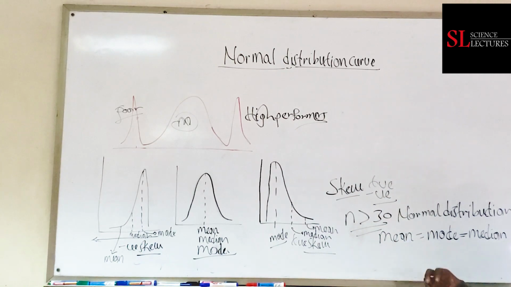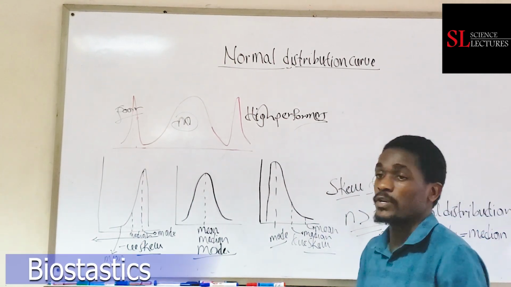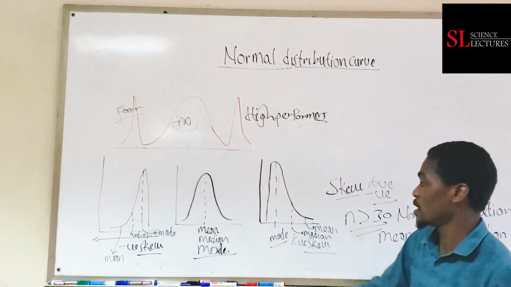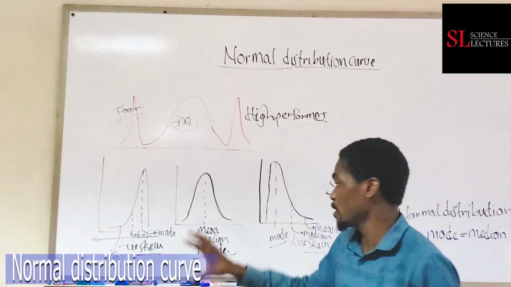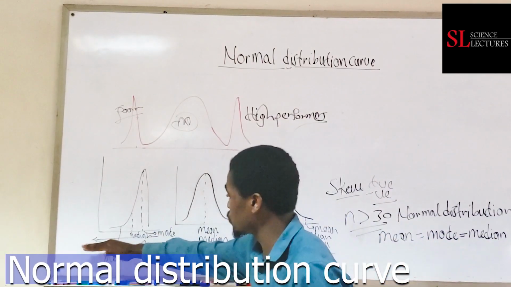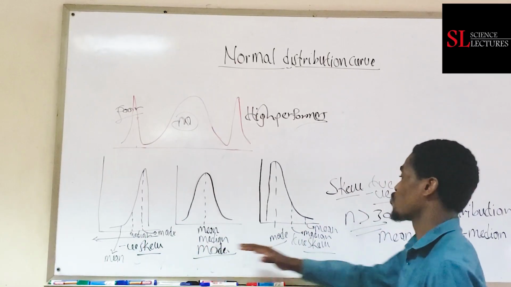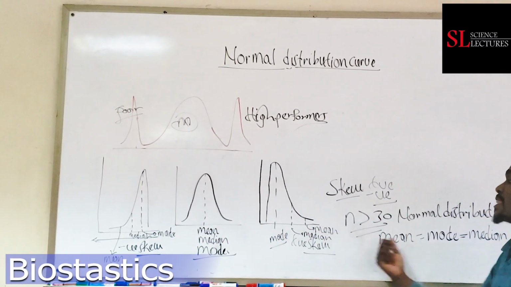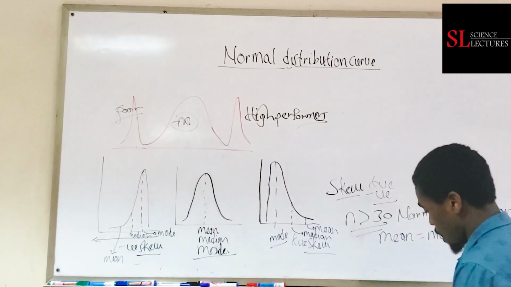But in a skew, we have data shifted to only one extreme. We have a lot of values within one extreme. In a normal distribution, this is what we expect: the mean, the median, and the mode of a big population of n greater than 30 to be equal. But in a negative skew, we are seeing the mean lower than the median and the mode as well. In a positive skew, we are seeing the mean greater than the median and the mode. So that is the concept of skewness, basically.